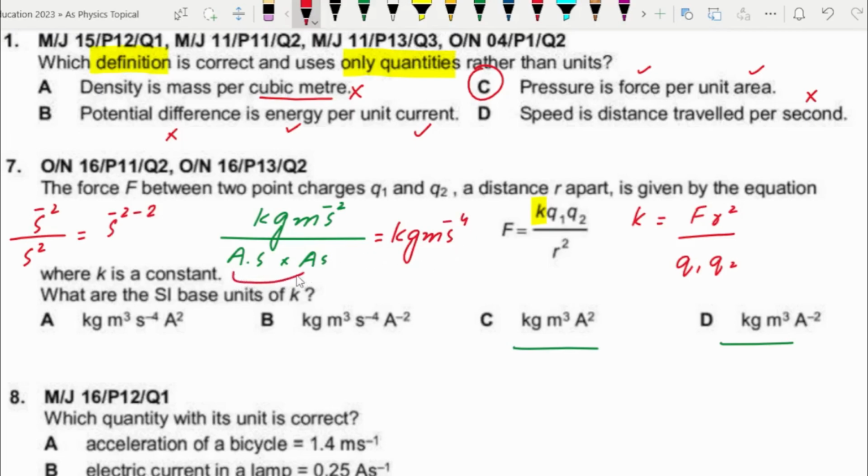Similarly, you have A squared in the denominator. If you shift it upward, that would also be A raised to the power negative 2. So kilogram meters, s raised to the power negative 4, A raised to the power negative 2. So the option that we have is B. B is the right answer for this one.